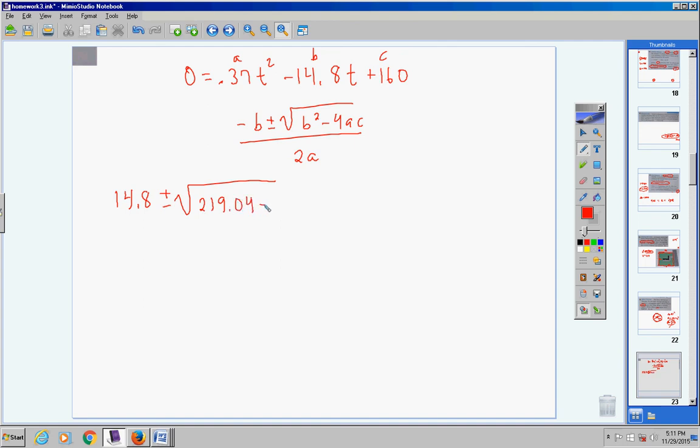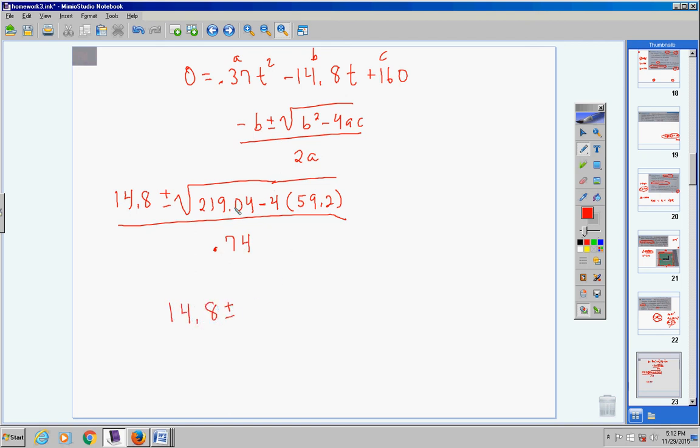And then minus 4AC. 0.37 is A. C is 160. So 0.37 times 160 is 59.2. All over 2A. A is 0.37, so 2 times 0.37 is 0.74. And now we're done, because here's what happens.